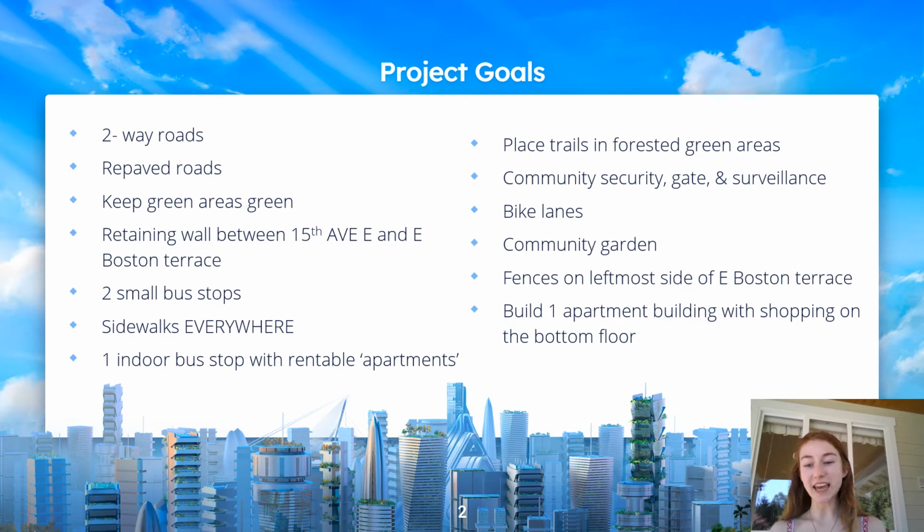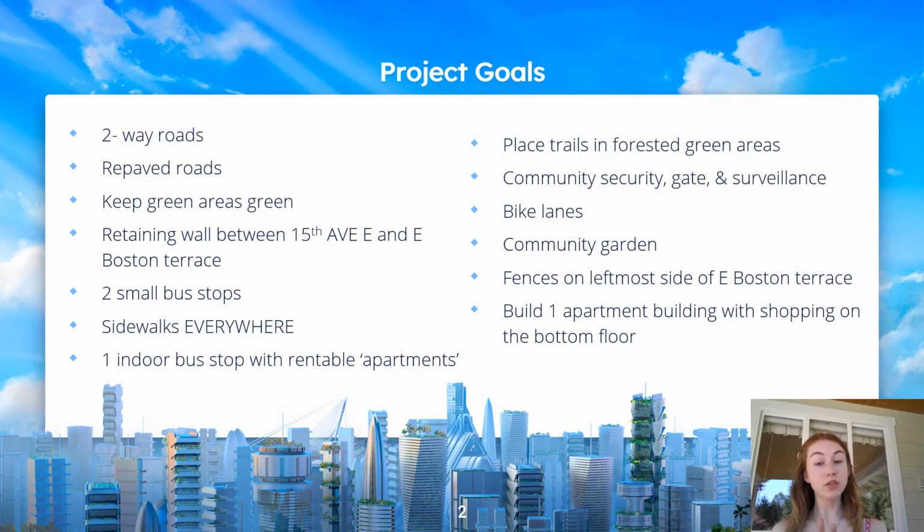So before we get into any maps of my area location, I want to go over my project goals and things I want to achieve in fixing the city segment. I want to implement two-way roadways and repave roads with greener solutions. I want to keep forested green areas green and forested, and I want to add a retaining wall between 15th Avenue East and East Boston Terrace.